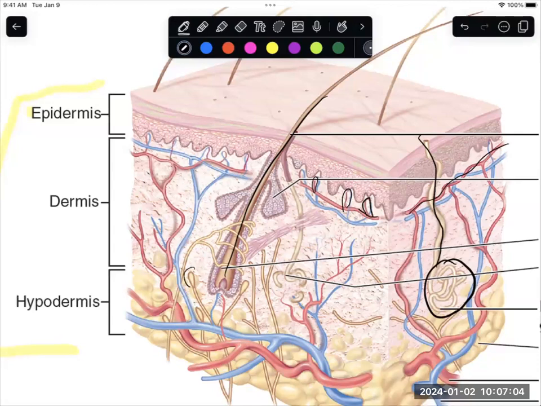Here, that's a nerve ending. Here's some nerve endings. We've got lots of different kinds. Here's nerves that are attached to a hair. Nerves are going to attach to your hairs. That's why it hurts when you pull a hair out.